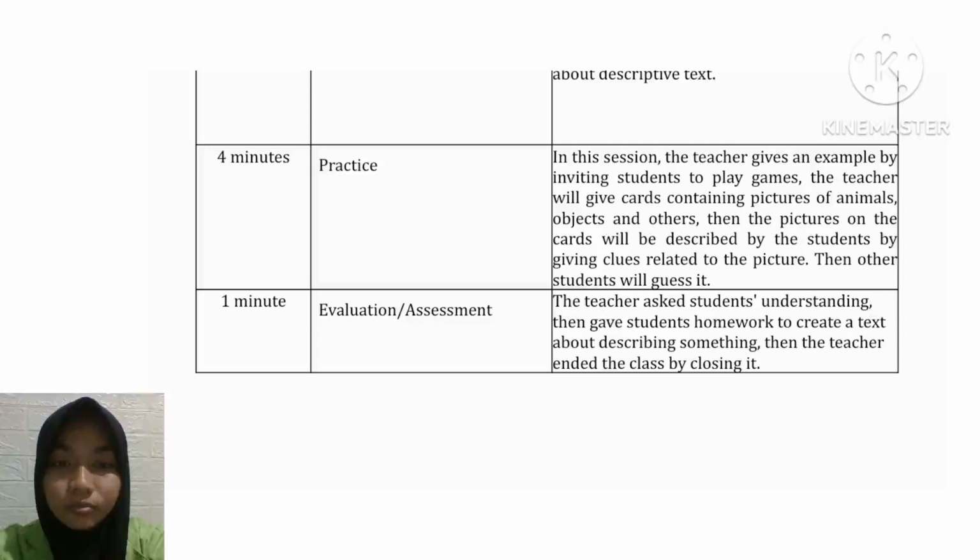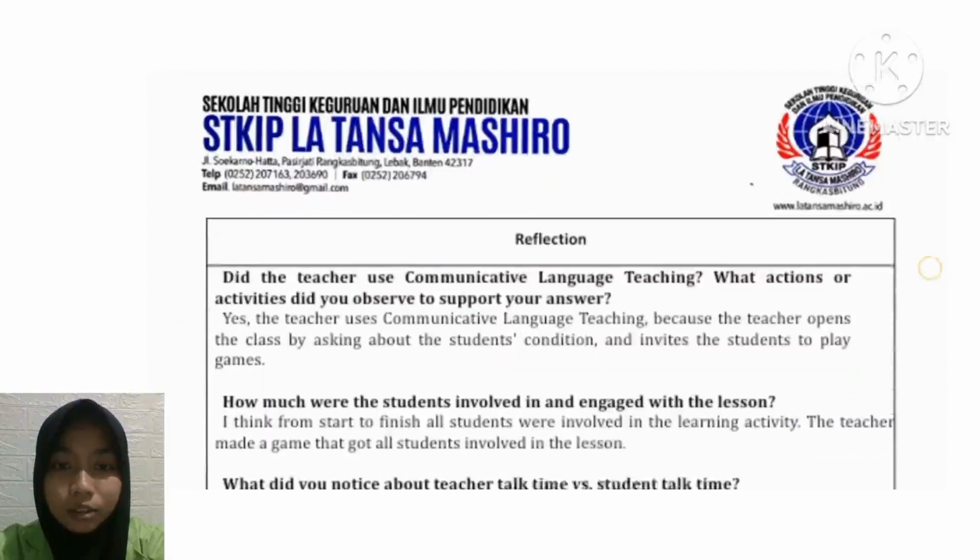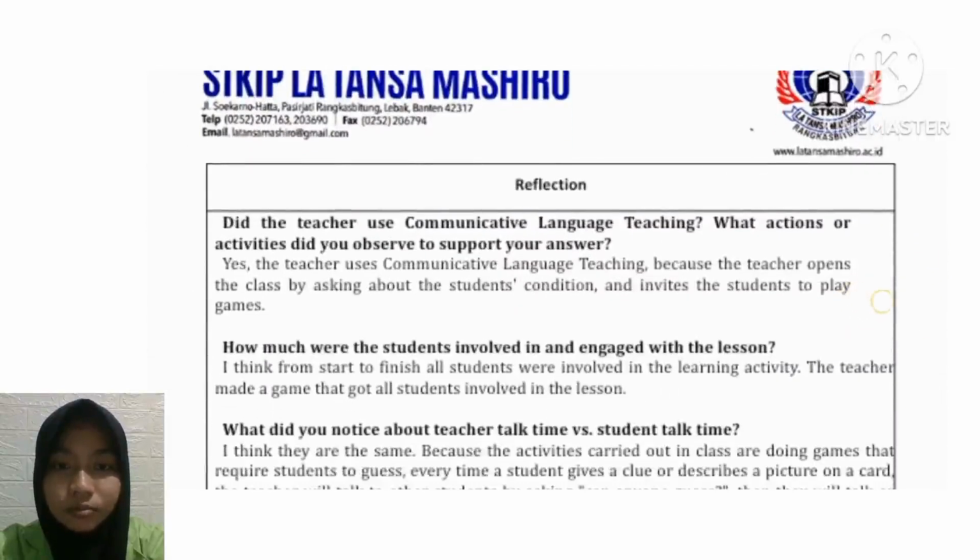Reflection: Did the teacher use communicative language teaching? What actions or activities did you observe to support your answer? Yes, the teacher uses communicative language teaching because the teacher opens the class by asking about student condition.